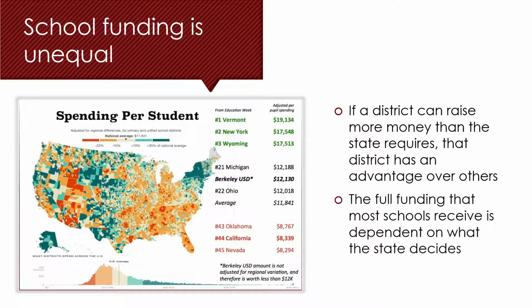In addition to that, the funding becomes even more unequal if one state decides that each student's education is worth only $10,000, and then another state with a similar economy decides that each student's education is worth only $6,000 or $7,000.